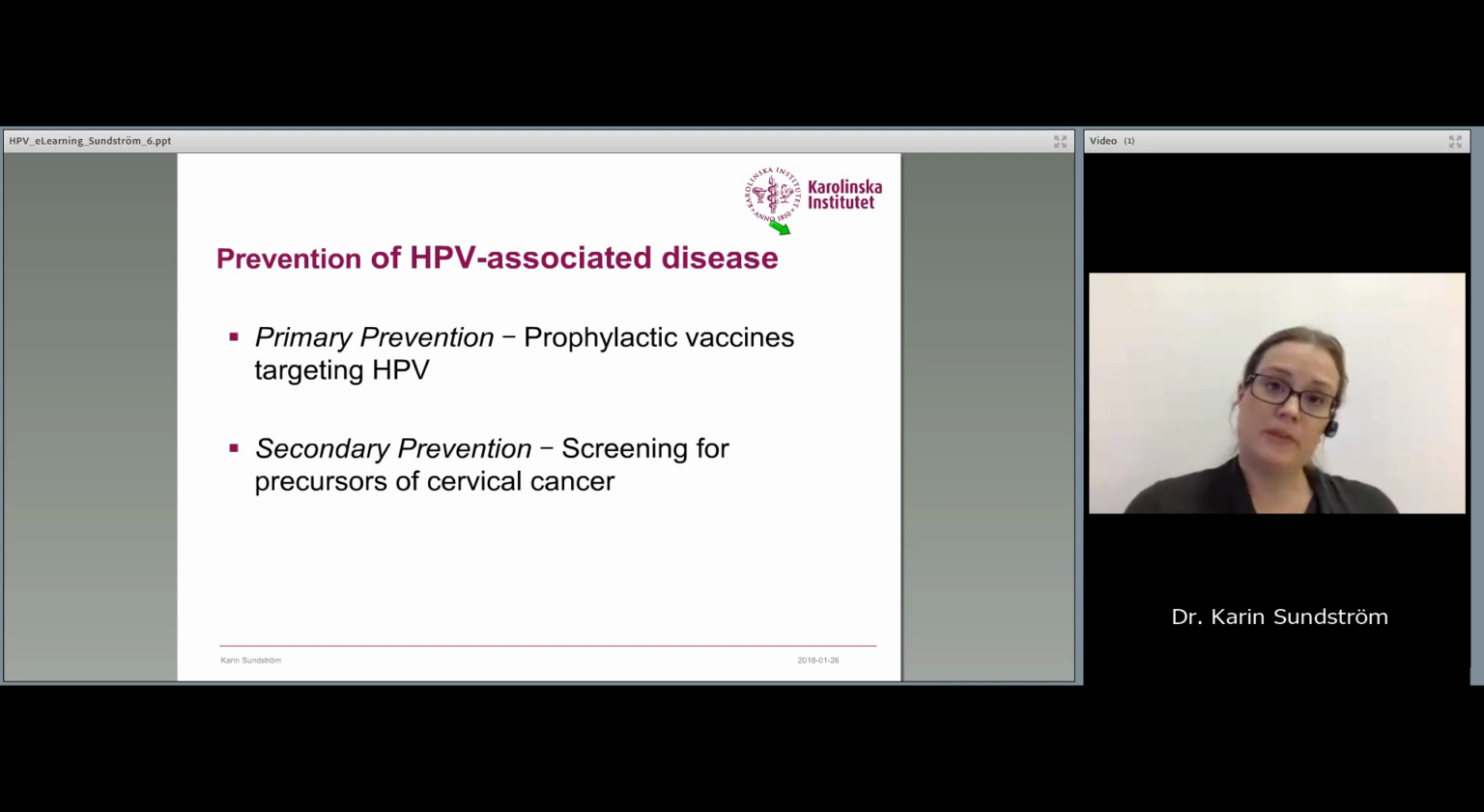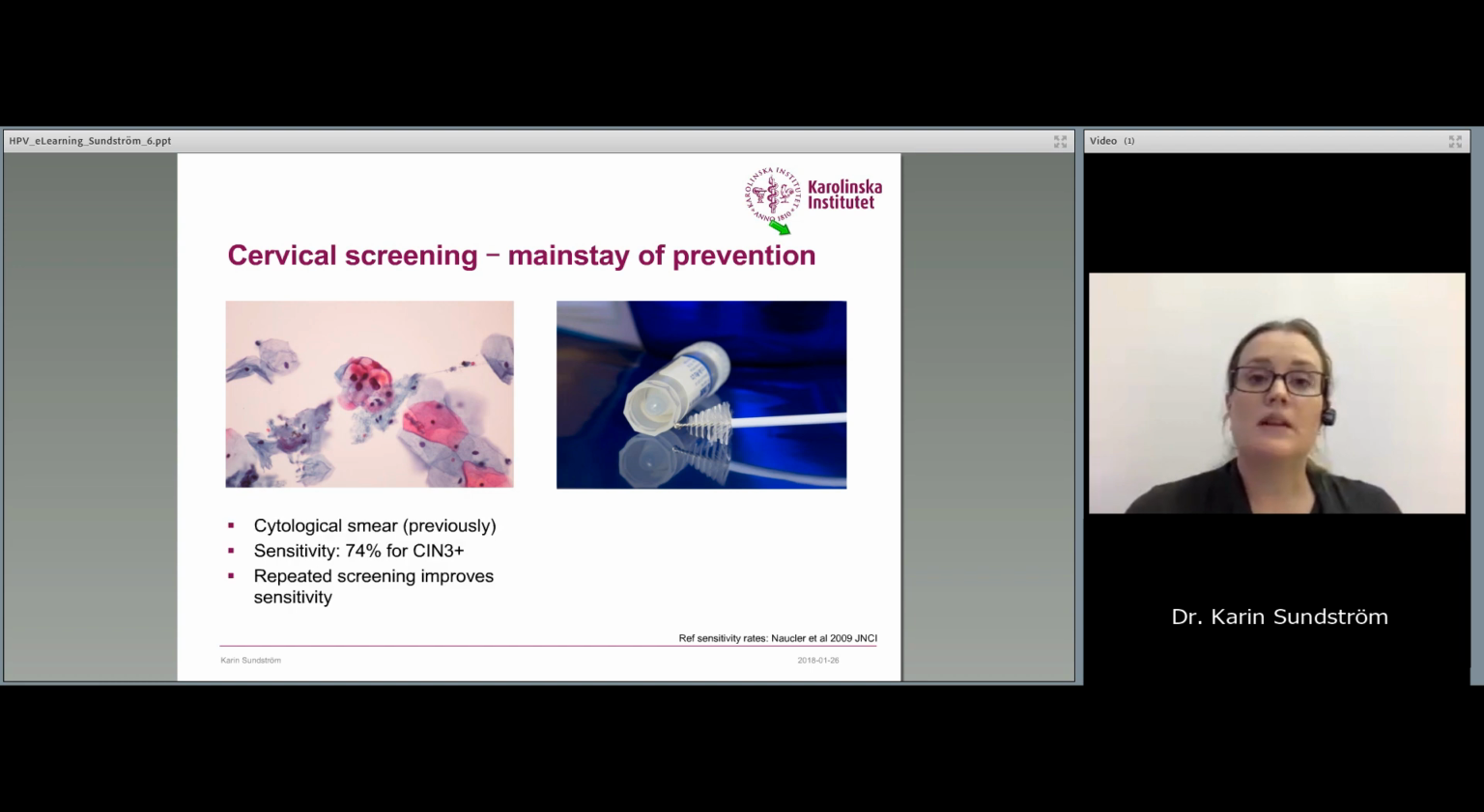And since cervical screening has been the mainstay of HPV-based prevention before even the virus significance was known, I will begin by describing that, and then I will move on to vaccination. So we here see that the previously well-established technology for screening of the cervix has been cytology. To the left, you see an image of a cervical cytological smear stained with the so-called Papanicolaou stain, hence the vernacular term pap smear, upon microscopical examination.